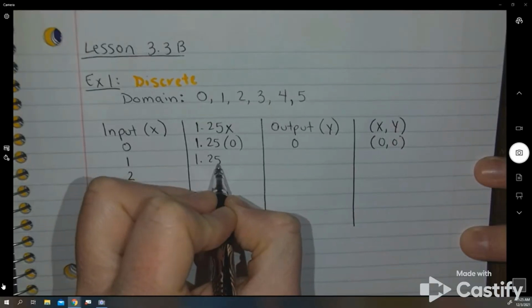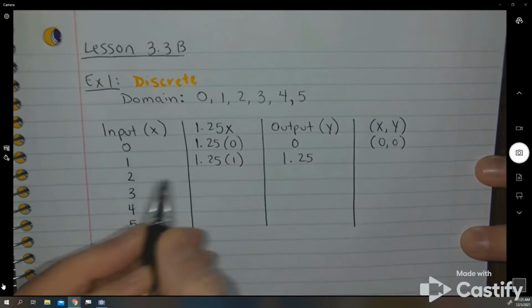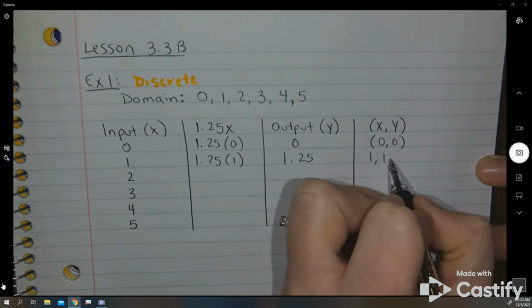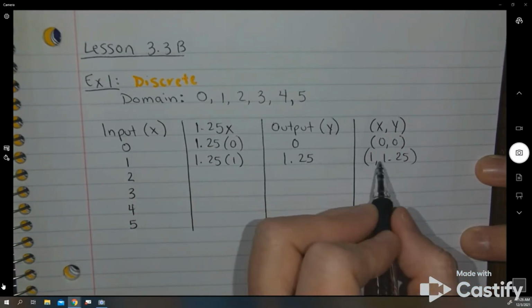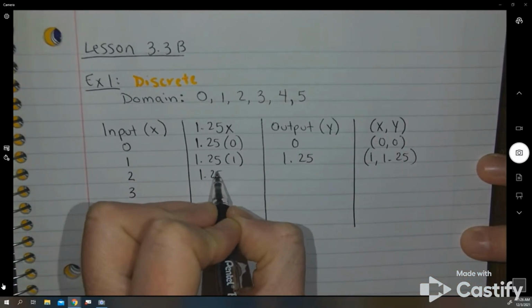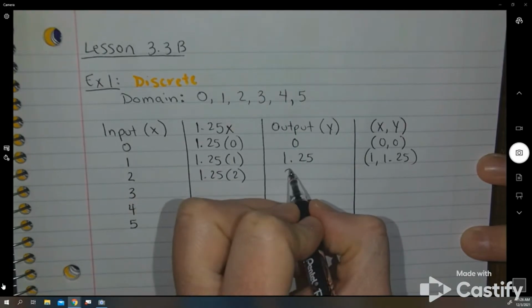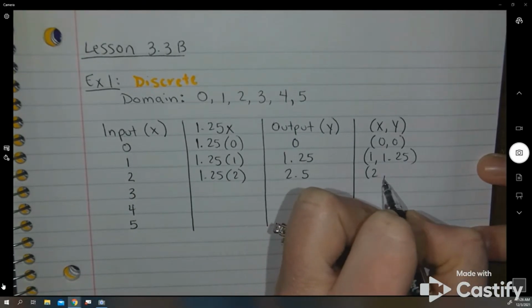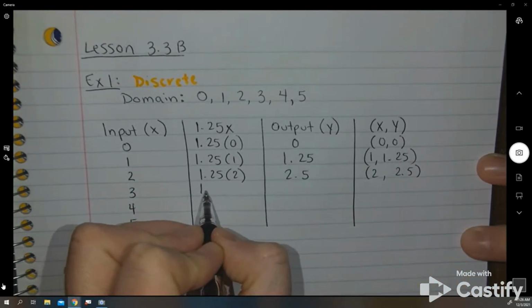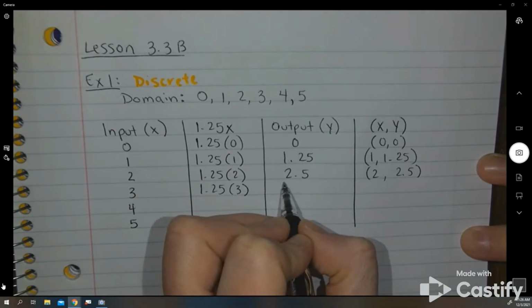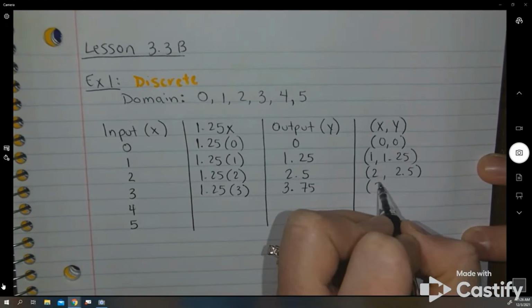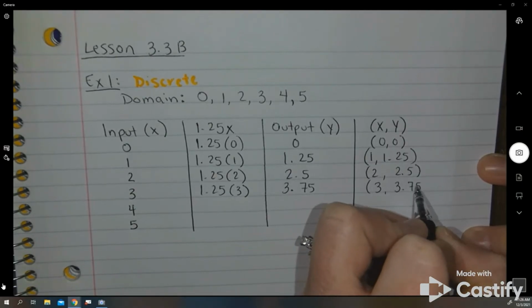If I buy 1 bottle, 1.25 times 1, then I pay $1.25. So I have the point (1, 1.25). So notice we're just taking our input and our output and making them an ordered pair. If I buy 2 bottles of juice, 1.25 times 2 is $2.50 or 2.5. So I have (2, 2.5). $1.25 times 3 bottles is $3.75. So I have the point (3, 3.75).